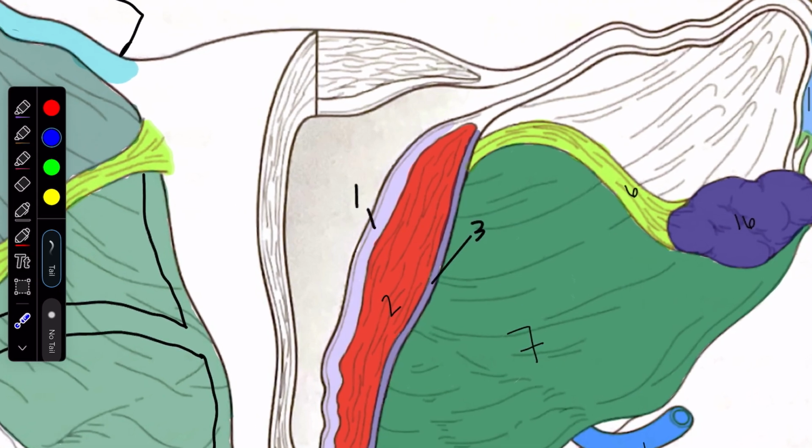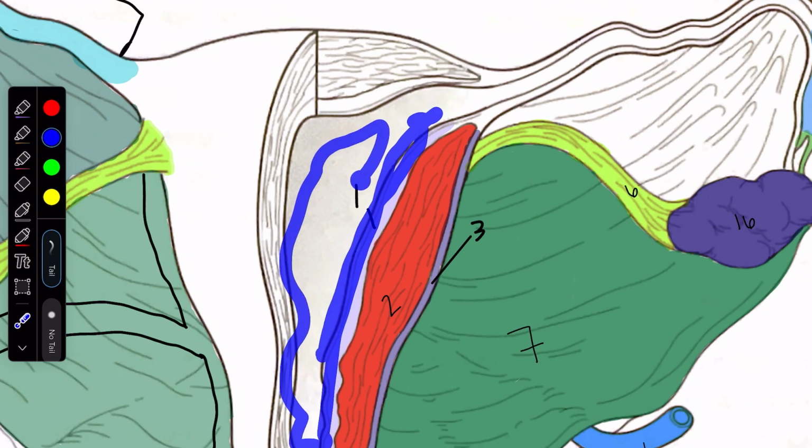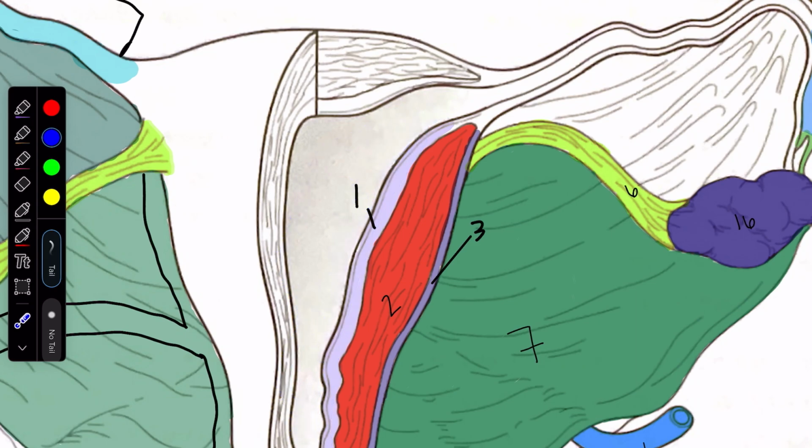So number one, that's going to be your endometrium. This is inside the uterus, and this is the lining that sits in here. This is what sheds every month. Number two is what's called the myometrium. Myo meaning muscle, so the muscle layer in here, and then this outside layer is what's called the perimetrium.